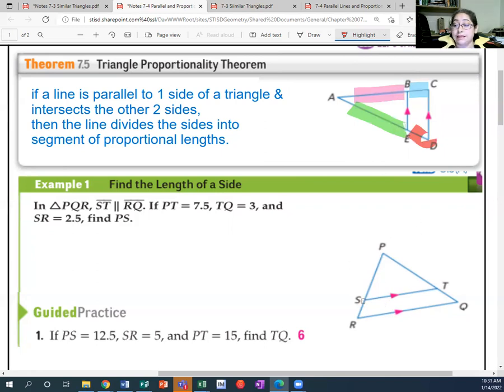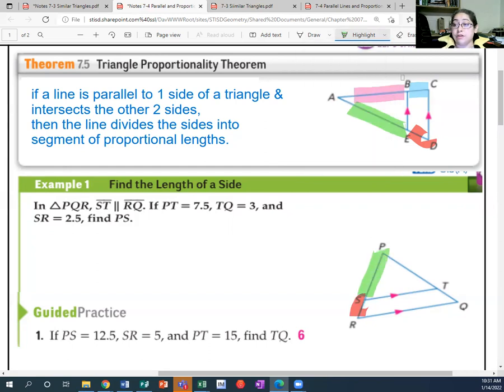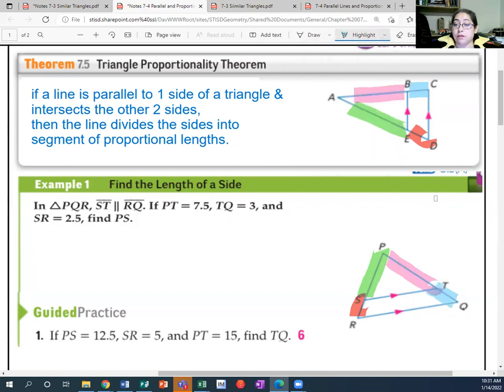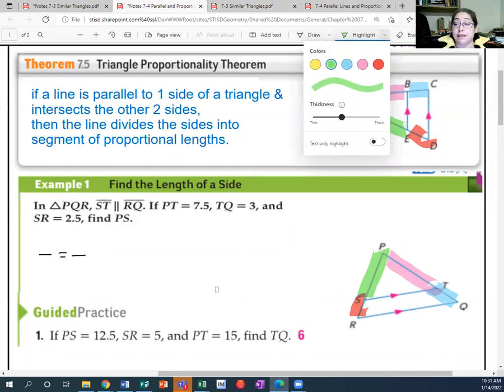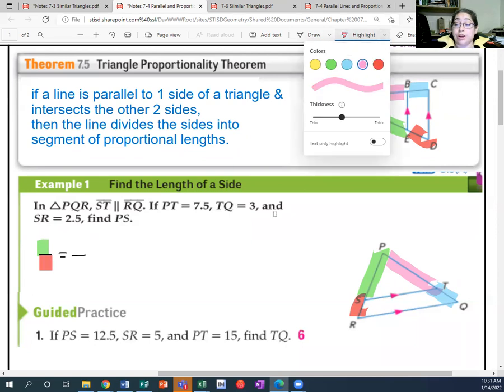Okay, so I'm going to highlight these two pieces are in a fraction together, and these two pieces are in a fraction together. All right, let's read in the word problem and see what information we have for which of those pieces to help us write our proportion. The proportion, again, is two fractions equal to each other. I'm going to highlight the colors. So the green and the red are in a fraction together. And again, the pink and the blue are in the fraction together.